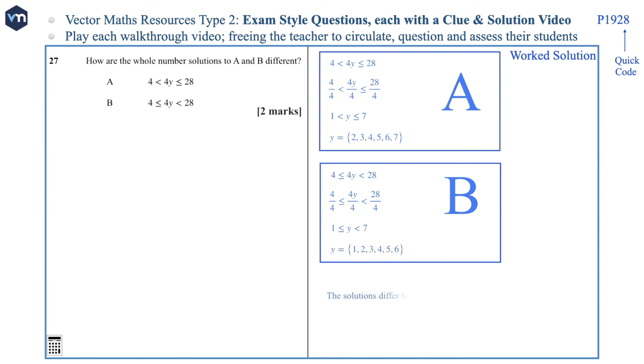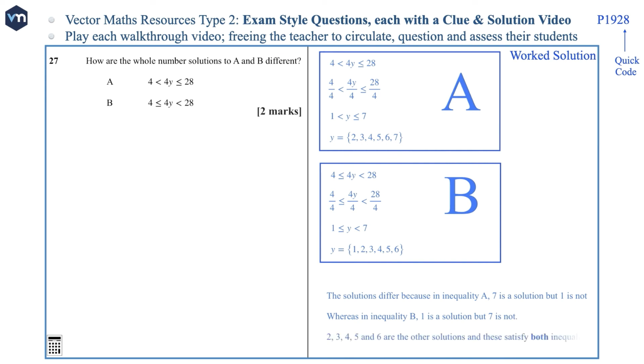So the solutions differ because in inequality A, 7 is a solution, but 1 is not. Whereas in inequality B, 1 is a solution, but 7 is not. 2, 3, 4, 5 and 6 are the other solutions, and these satisfy both inequalities.